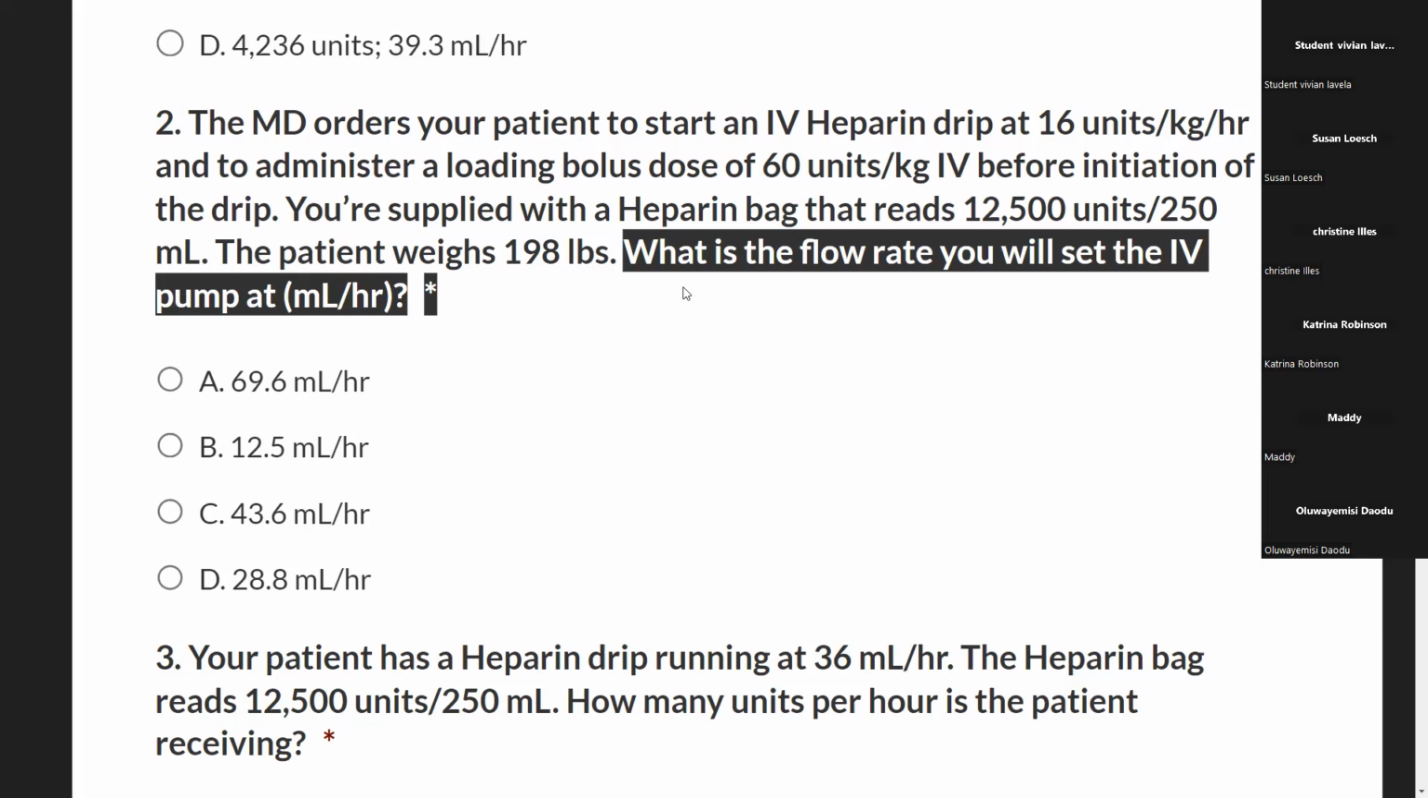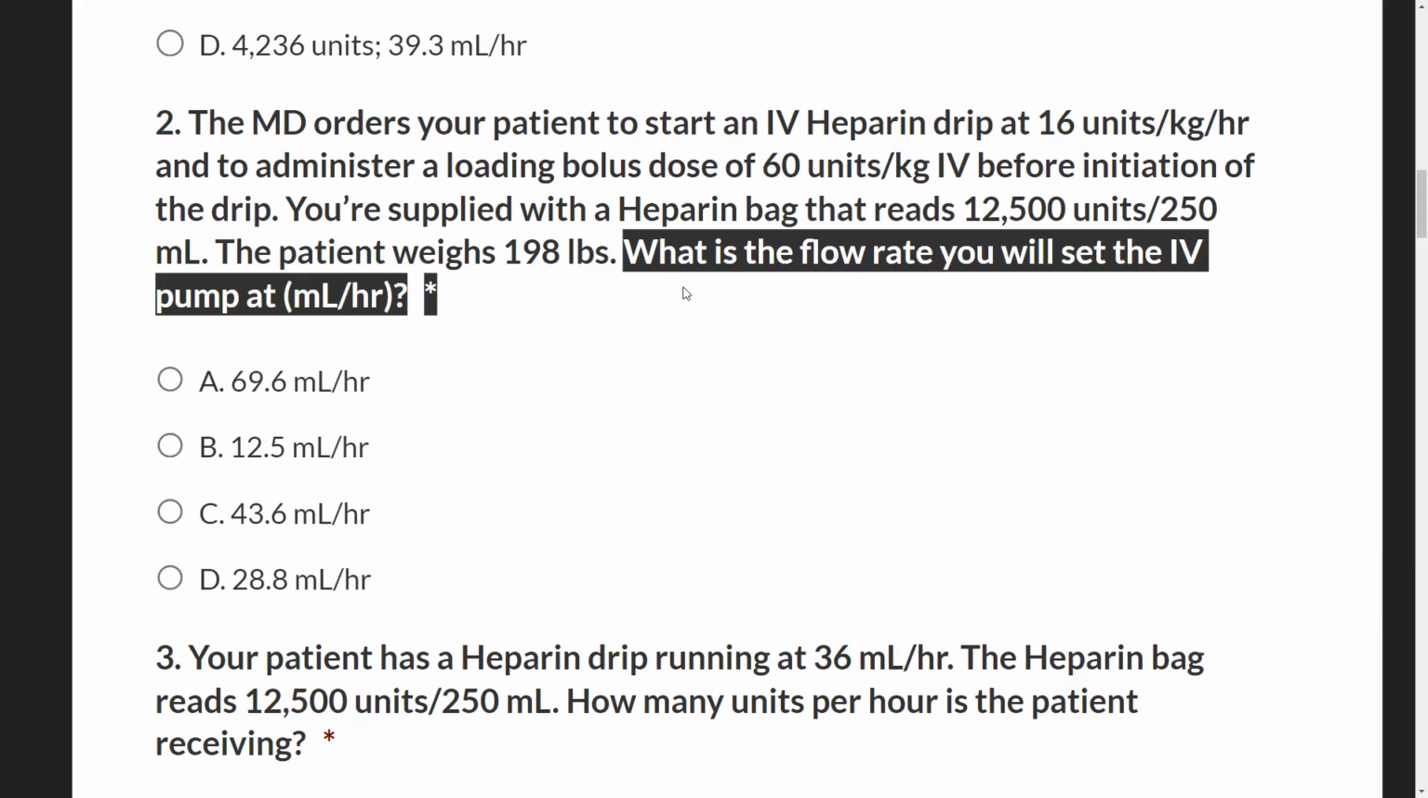12,500 units. Okay, you have a heparin bag, 12,500 units per 250 mL. I'm just showing you the easy way to do this question, okay? You have a bag with 12,500 per 250, and you're going to write that down because that's the bottom part of your equation, right? Now, the other part of your equation, which I just heard someone say, is 16 units per kilogram per hour. But that's part of your desired dose, right?